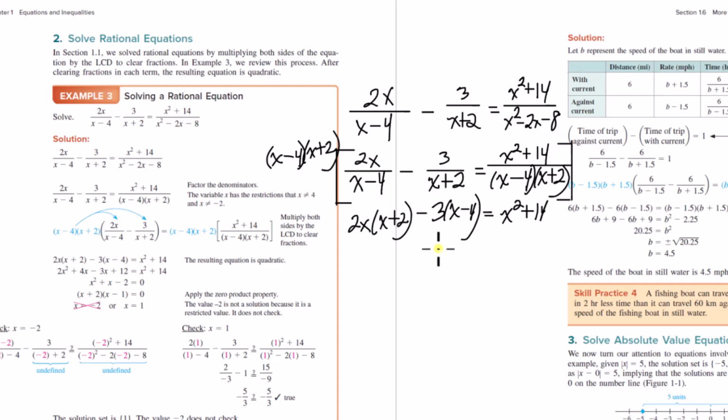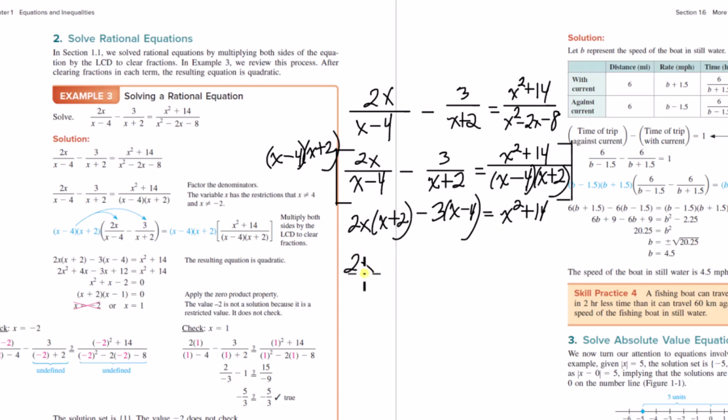For all the rational equation problems we worked in section 1, I think it was, the result was always a linear equation because we hadn't learned quadratic or polynomial equations yet. But it could be the case that this ends up being a polynomial equation. So it could be anything. Any kind of polynomial could be the result here.